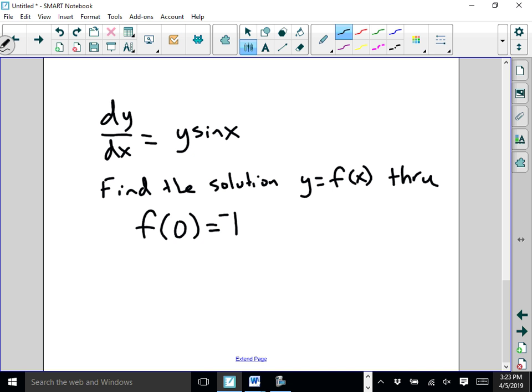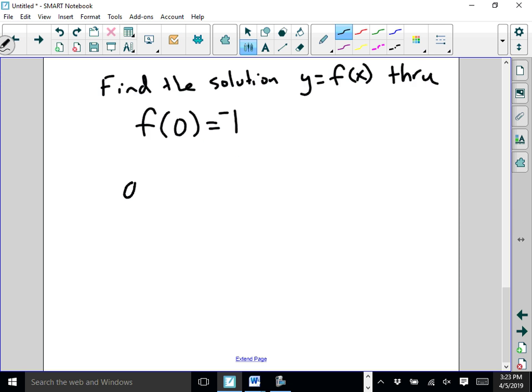Okay, so what's step 1? Well, step 1 is separate. So I'm going to multiply the dx over, and I'm going to get dy equals y sine x dx. How am I going to get the y to the other side now? Well, now I have to divide by y. So I end up with this: dy over y equals sine x dx. Now I have to integrate both sides.